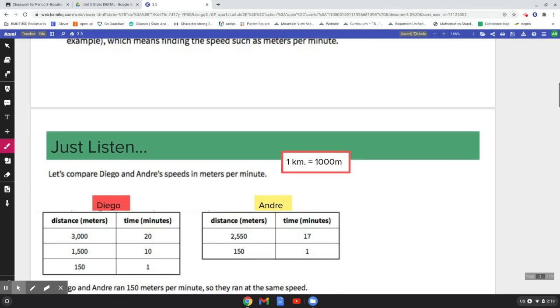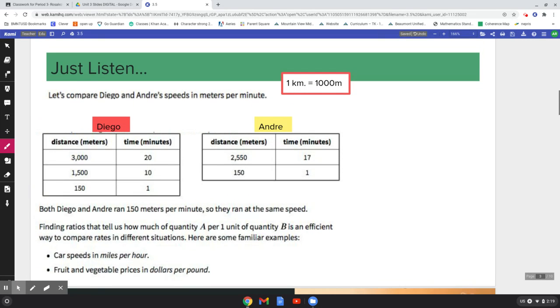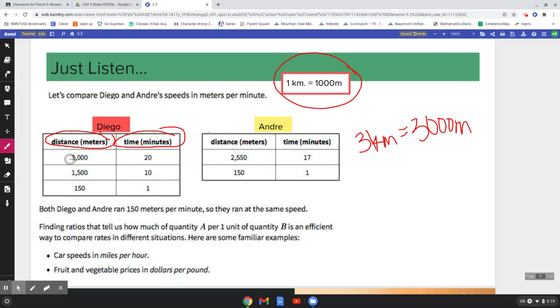Okay, so when we're filling in this chart right here, it says to compare both of them. So what I did is I made Diego's meters. And remember that 3 kilometers is 3,000 meters because of this scale that you see there, right? So 1 kilometer equals 1,000 meters. So when I have meters and I have minutes, Diego went 3,000 meters in 20 minutes. So if I were to divide those 2 numbers, I would get 150 meters per 1 minute. So that's what Diego did.